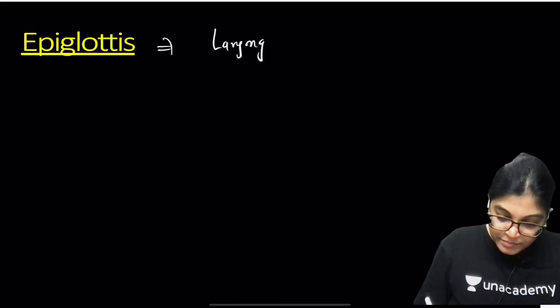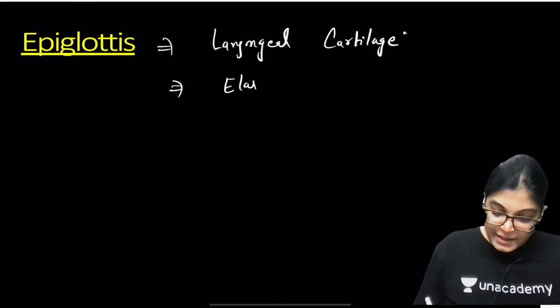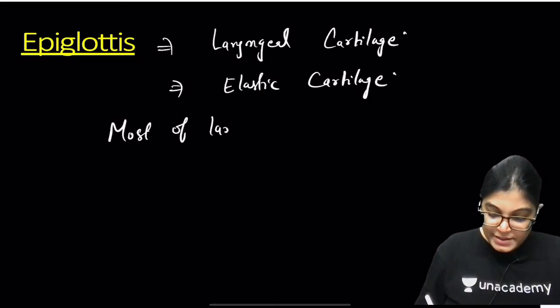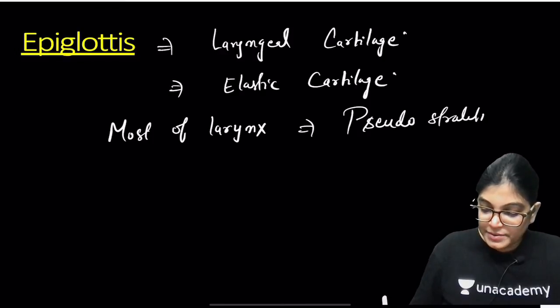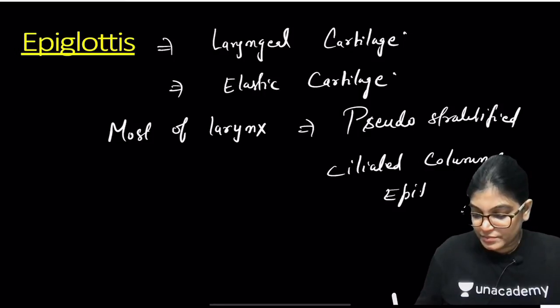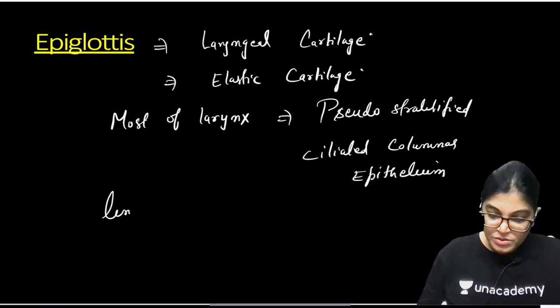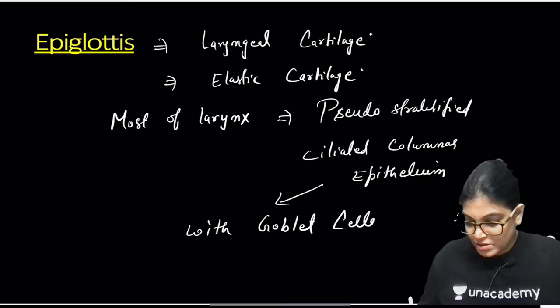Epiglottis is one of the laryngeal cartilages, of unilateral type, and the cartilage lying here is elastic cartilage. It contains elastic cartilage, and most of the part of the larynx and the epiglottis has lining epithelium of pseudostratified ciliated columnar epithelium. Lining epithelium done. This lining epithelium also has goblet cells.